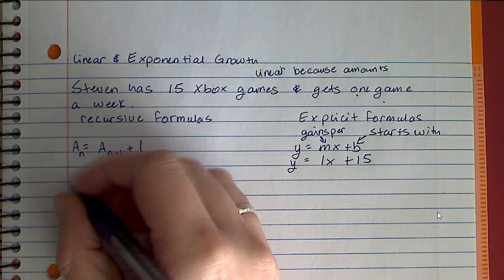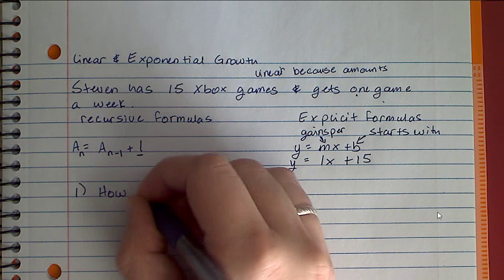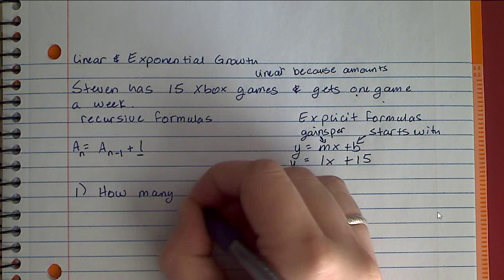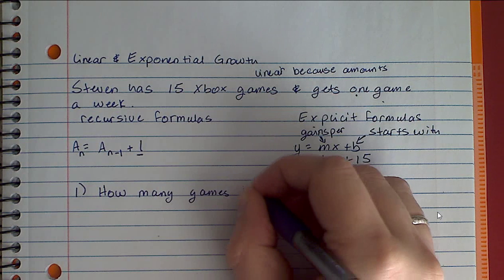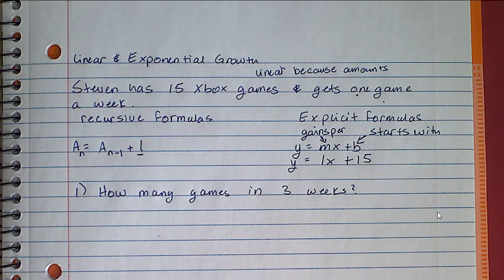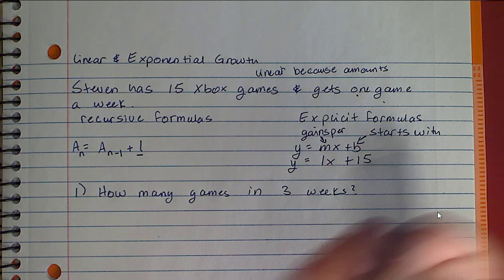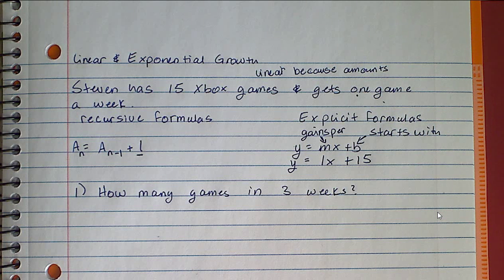Now I'm going to ask 2 questions here. Question number 1: how many games in 3 weeks? 18. Now, to get that, did you use the recursive formula or the explicit formula? Neither. Right. So if you're doing it in your head, honestly, you're really using the recursive formula, because you're doing 15 plus 1 plus 1 plus 1, or 15 plus 3. Believe it or not, if you're doing it in your head, you're using the recursive formula.